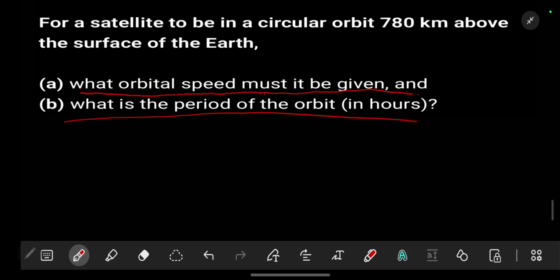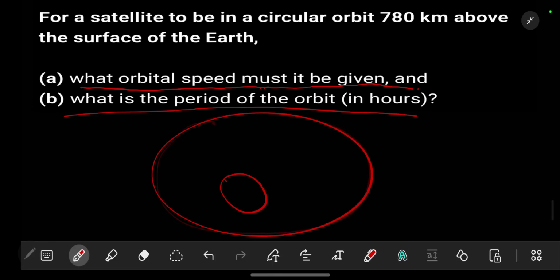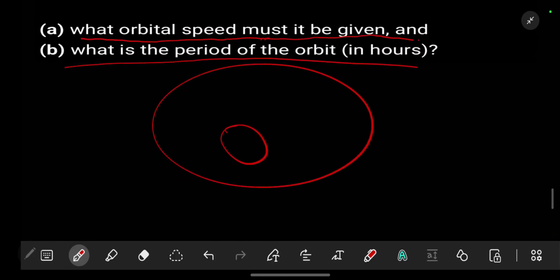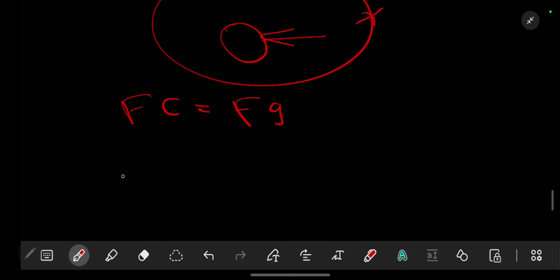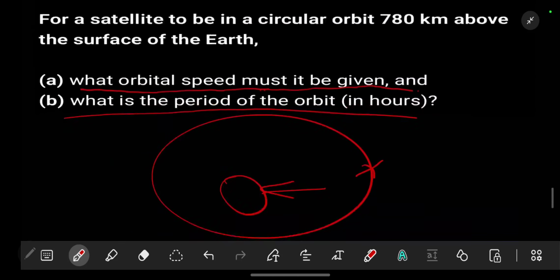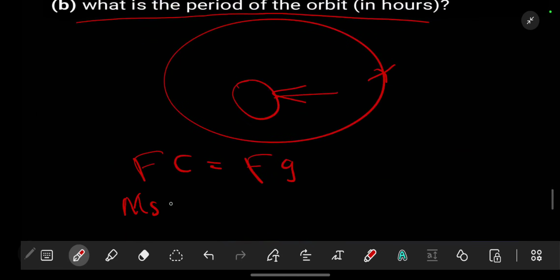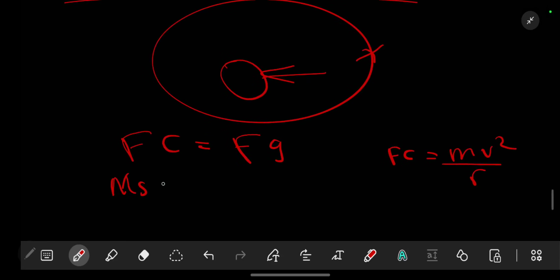Remember, as long as we have the Earth and another rotation, we can equate the centripetal force to the gravitational force. The one causing the centripetal force is the gravitational attraction. The centripetal force acts on the orbiting satellite, so we say m sub s is the mass of the satellite. The centripetal force is m v squared over r, so m v squared over r should be equal to, what is our Fg?